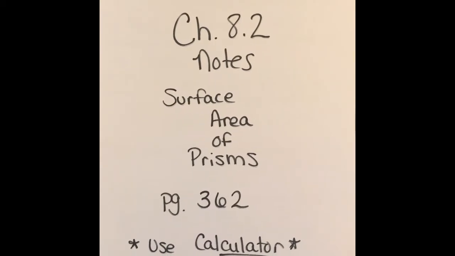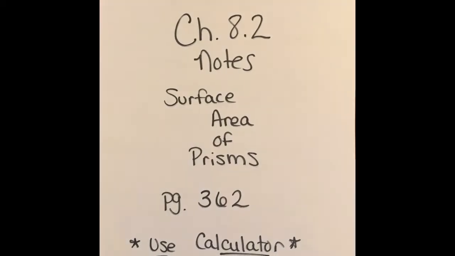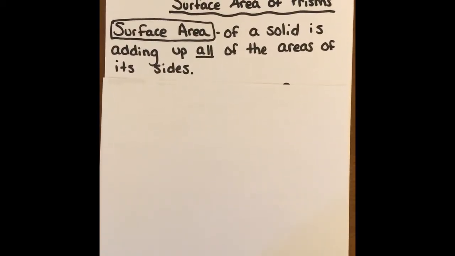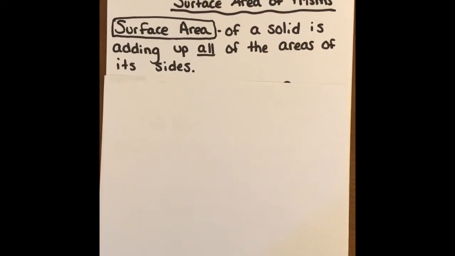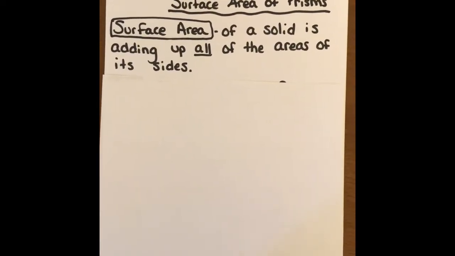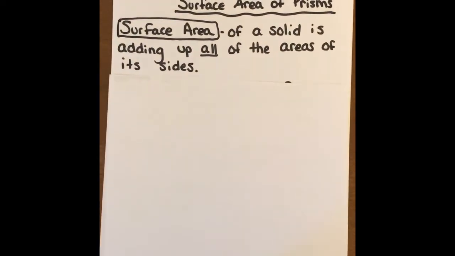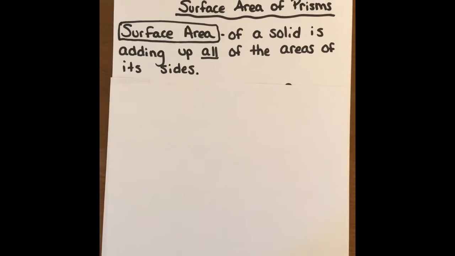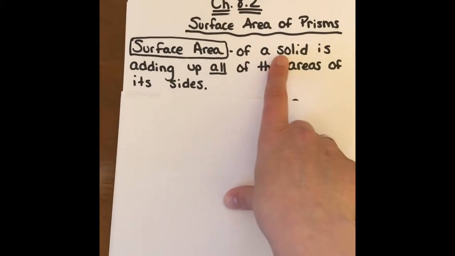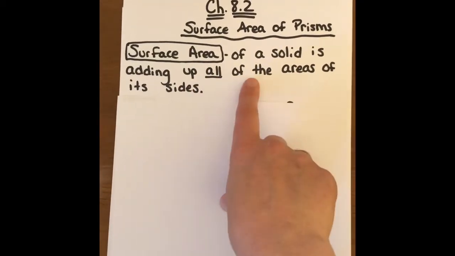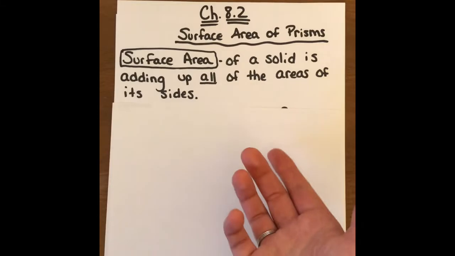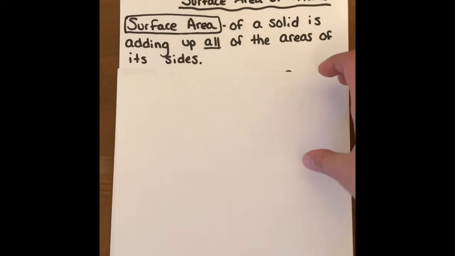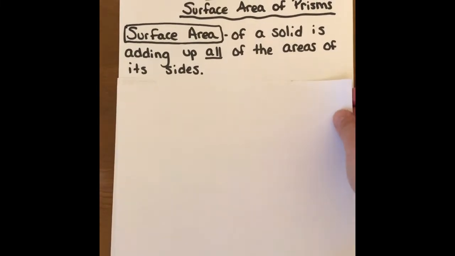So if you think of a cereal box, that's going to be a rectangular prism. We're going to figure out how to find the surface area. So normally when you find area, you're finding it of a two-dimensional figure, and you're doing length times width or base times height, or there's a certain formula that you have to follow in order to find the area. Well, we're going to find the surface area, which is of a solid, so a three-dimensional figure, and it's adding up all of the areas of its sides. So if a figure has six sides to it, like a cube, then you're going to be adding all six areas together to find the surface area.